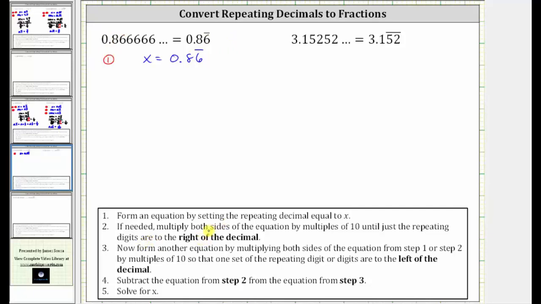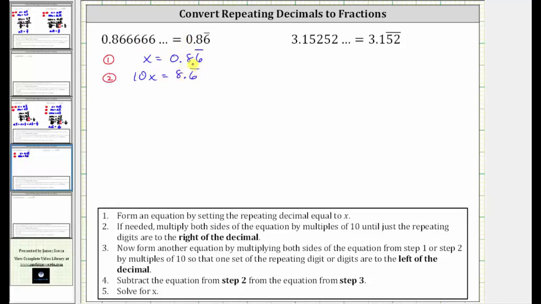Step 2, if needed, multiply both sides of the equation by multiples of 10 until just the repeating digits are to the right of the decimal. Notice right now we have this 8 that does not repeat and is to the right of the decimal. We want a decimal where we just have the 6 repeating to the right. Notice for this to happen, we have to move the decimal one place to the right, which is equivalent to multiplying by 10, which means for equation 2 from step 2, we multiply both sides of this equation by 10. 10 times x is 10x, and 10 times 0.86 with the 6 repeating is equal to 8.6 repeating.